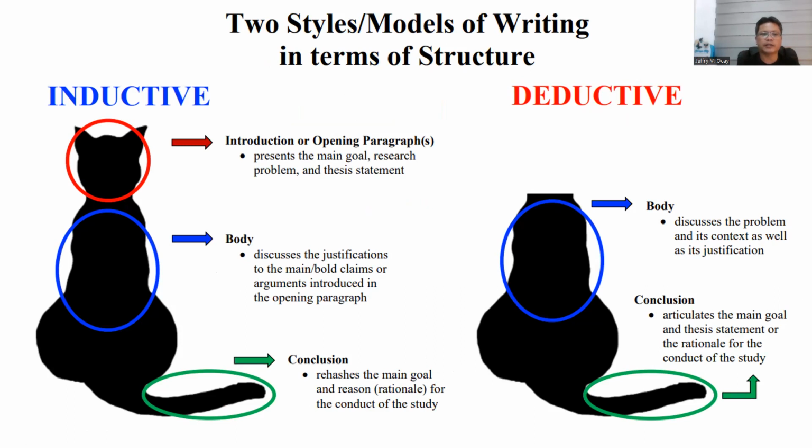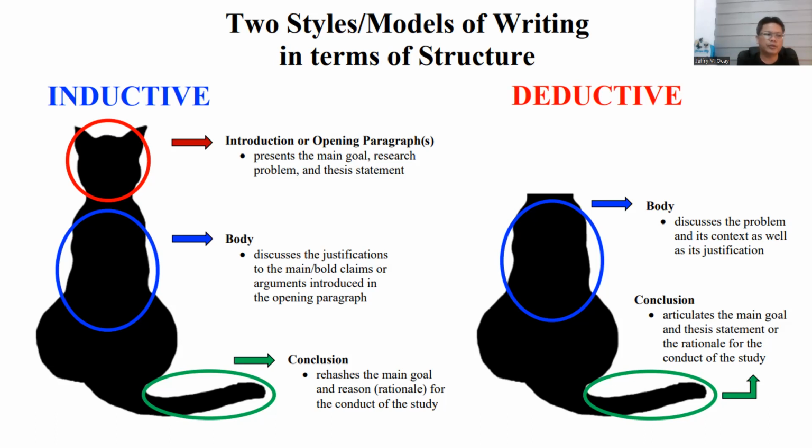And as you can see here, what you need to write in the opening paragraph or paragraphs, in case you have more than one paragraph in your introductory part, are the following major points. The main goal of your proposed research, and then the research problem or the research gap, and the thesis statement. So that will constitute the head of the cat, or this is going to be your introduction, the opening paragraph or paragraphs of your background of the study.